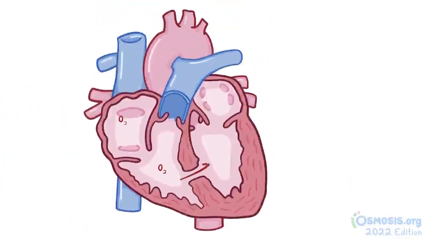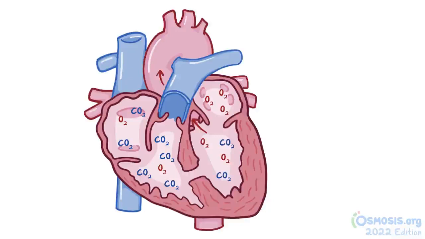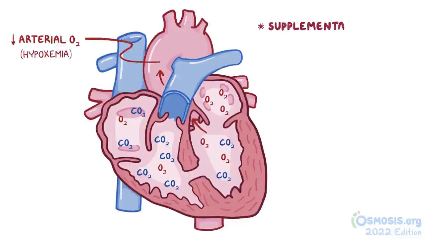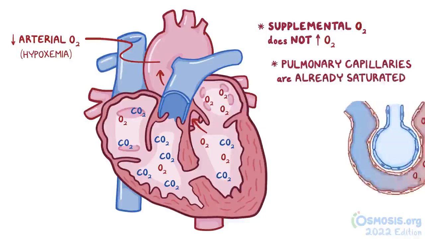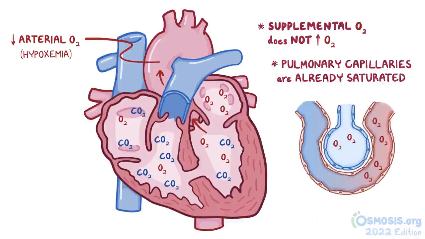Ultimately, in a right to left shunt, oxygen poor and carbon dioxide rich blood mixes with the oxygen rich and carbon dioxide poor blood that's already gone through the pulmonary circulation. The mixing causes oxygen levels to fall in the arterial blood, leading to hypoxemia. And supplemental oxygen does not bring levels back up because the blood going through the pulmonary capillaries is already saturated and can't pick up any more oxygen in the short time that the blood is going through the pulmonary capillaries.